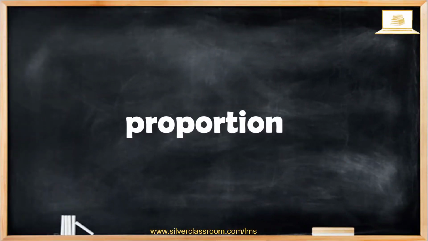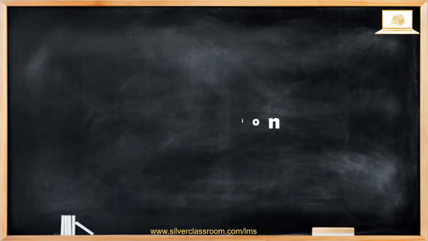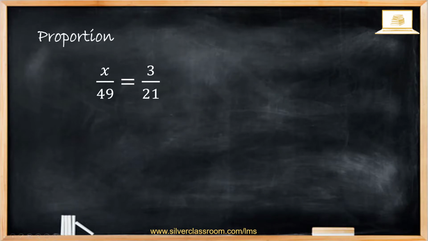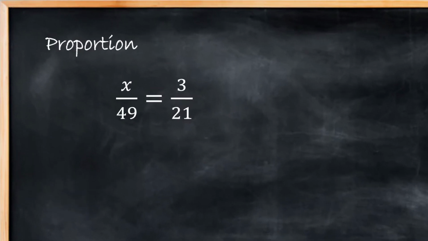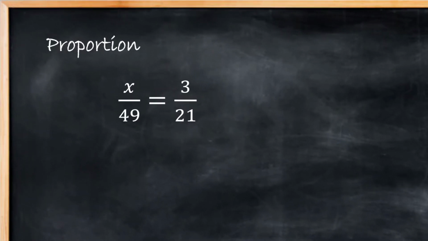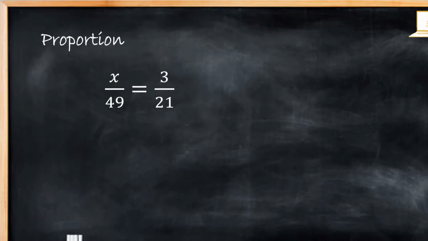A proportion is an equation to solve a problem involving ratios. You can often write a proportion and solve it by cross multiplication. For example, to find a number x so that the ratio of x to 49 is the same as the ratio of 3 to 21, you can solve it like this.